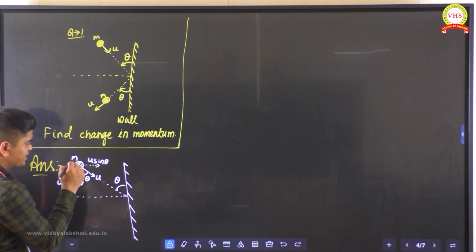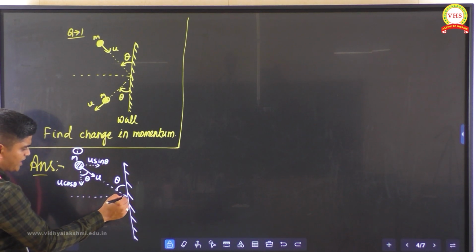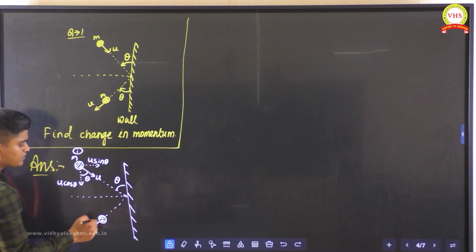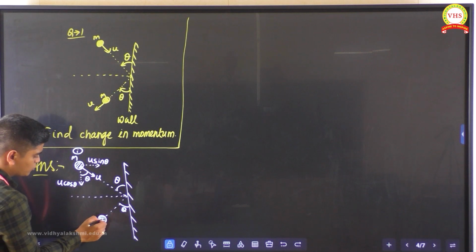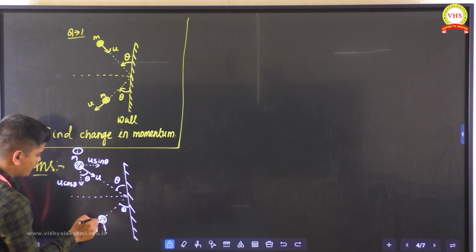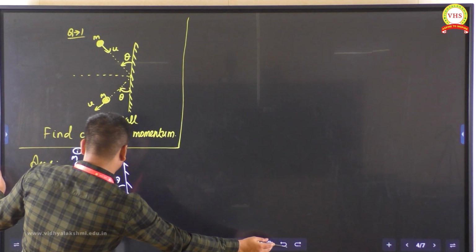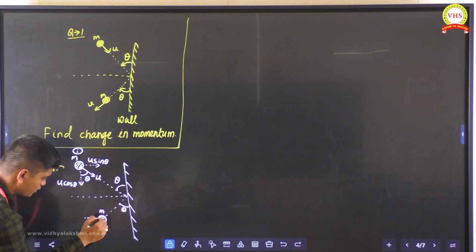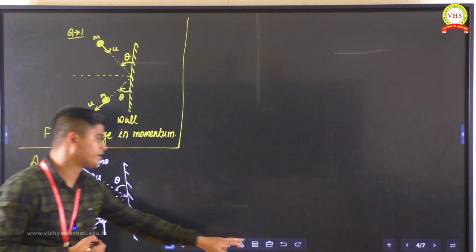Similarly, this is the initial case. Let me write I here, initial. Now similarly, when it is coming out, this ball is going like this with u velocity. This angle also is theta. Now here also I can make two components: one is the vertical component, one is the horizontal component of the velocity. Mass m is there. This is the horizontal, this is the vertical. Like that two components I can make.